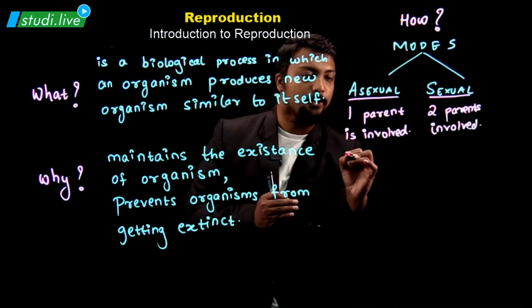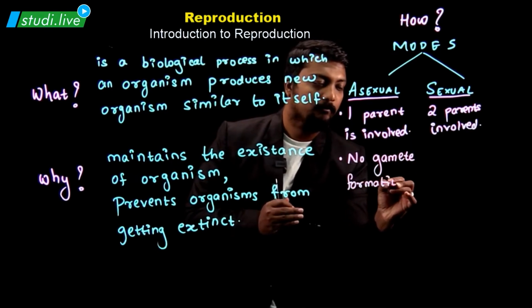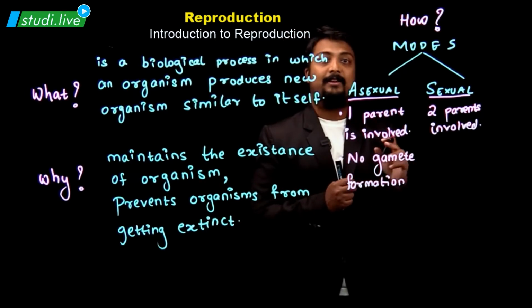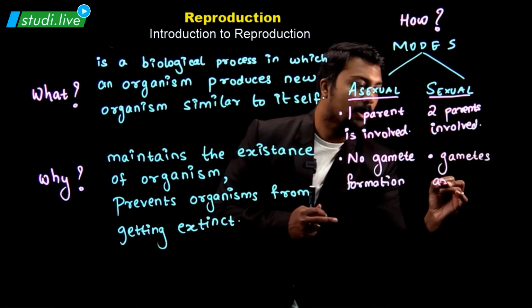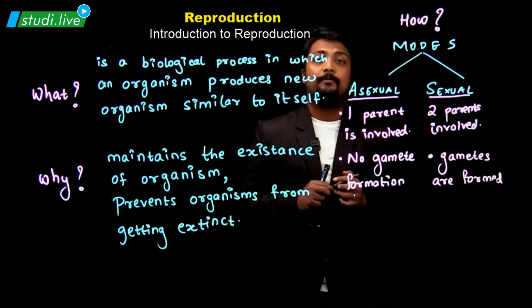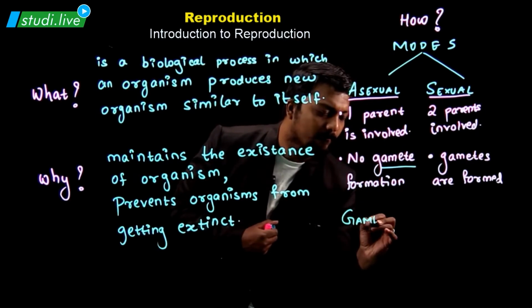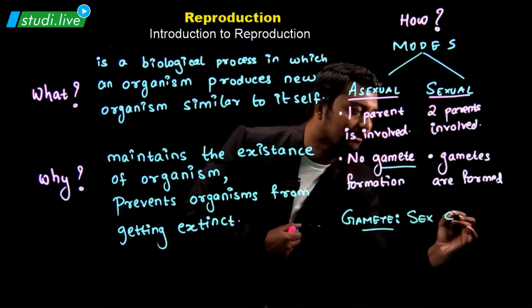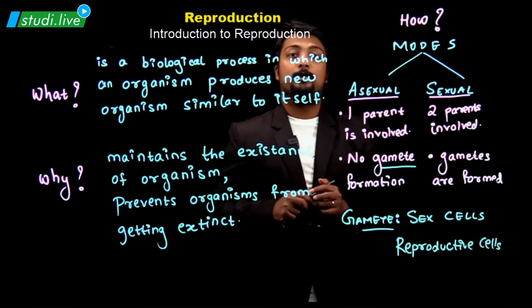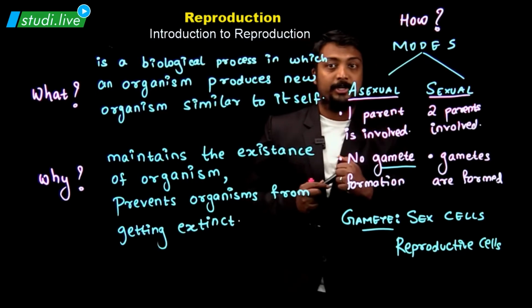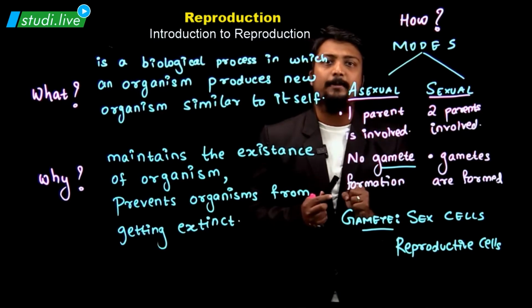That means here there is no gamete formation. Obviously here there will be gametes, so I can say gametes are present or are formed. Gametes is a new word. You should know what gametes are. Gametes are called the sex cells or the reproductive cells in an organism. So this is all about reproduction. You should know what reproduction is, why it is important, and how it occurs. In the whole chapter, we are going to deal with how reproduction occurs.